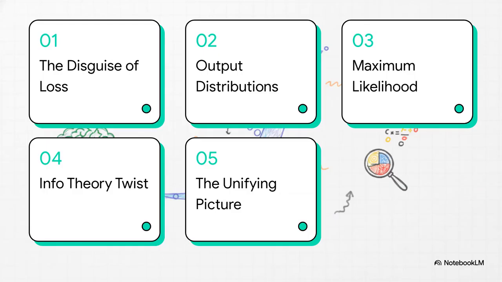All right, let's dive right into our roadmap. First up, we'll look at the disguise of loss. Second, we'll examine our main suspects, output distributions. Third, we'll run a little interrogation using maximum likelihood estimation. Fourth, we'll introduce a massive information theory twist. And finally, we're going to piece it all together into one unifying picture.